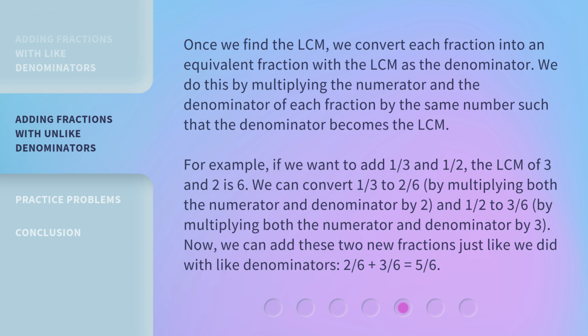Once we find the LCM, we convert each fraction into an equivalent fraction with the LCM as the denominator. We do this by multiplying the numerator and the denominator of each fraction by the same number such that the denominator becomes the LCM. For example, if we want to add 1/3 and 1/2, the LCM of 3 and 2 is 6. We can convert 1/3 to 2/6 by multiplying both the numerator and denominator by 2, and 1/2 to 3/6 by multiplying both the numerator and denominator by 3.